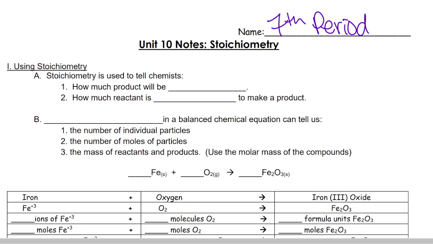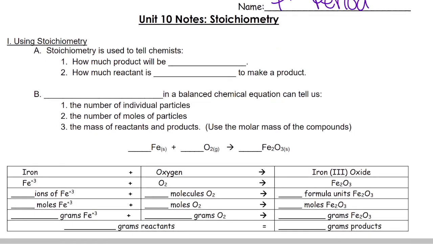So on our Unit 10 stoichiometry notes, the first part says when we use stoichiometry, which is really just to tell us how much product will be made or produced, or how much reactant is used up in order to make a product.